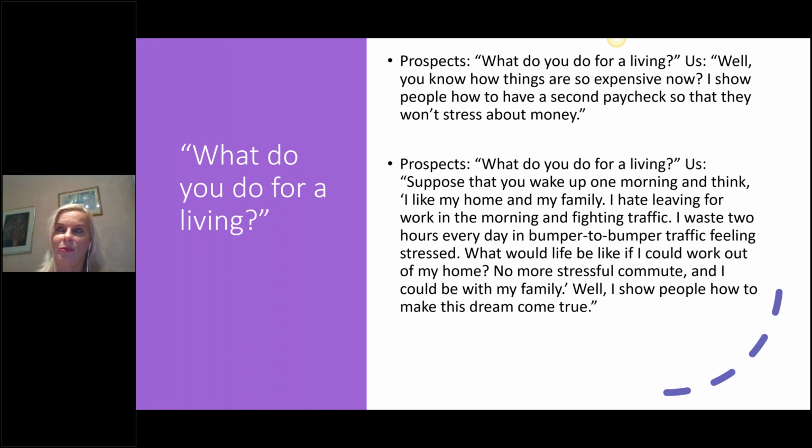Or another way, of course, is storytelling. Suppose you wake up in the morning and think, I like my home, I like my family, I like staying around them, I hate leaving for work in the morning and fighting traffic. I waste 2 hours every day in bumper to bumper traffic feeling stressed. What would life be if I could work out of my home? No more stressful commute, and I could be with my family. Well, what I show people is how to make this dream come true. Oh, really? How do you do that? Tell me more.